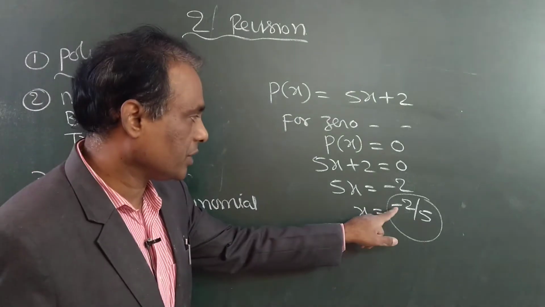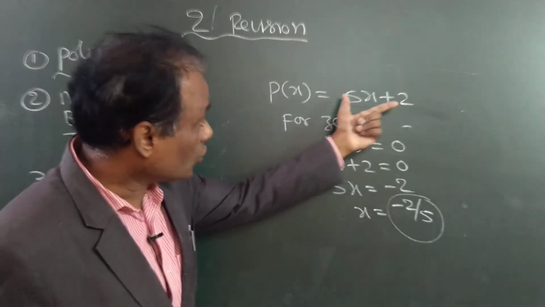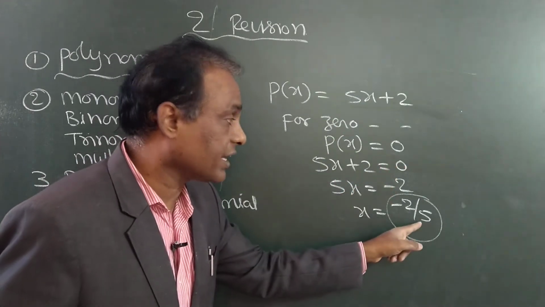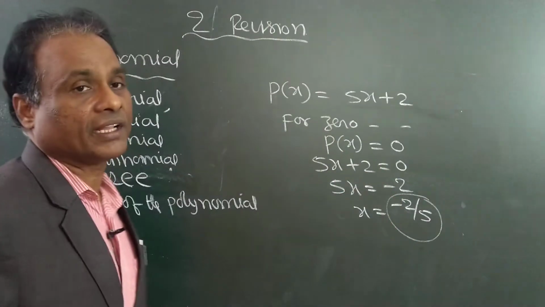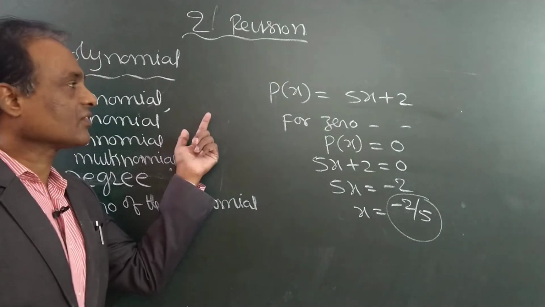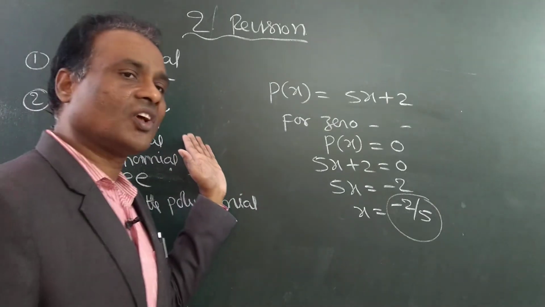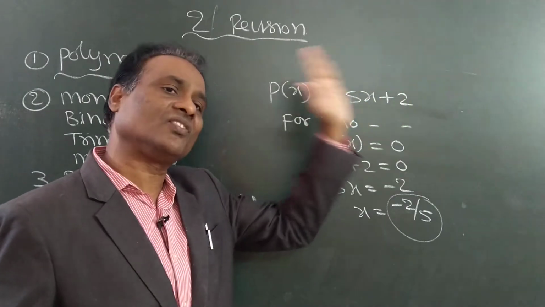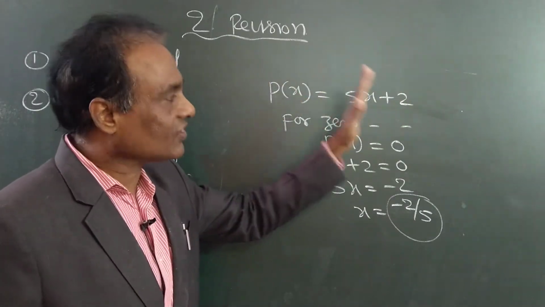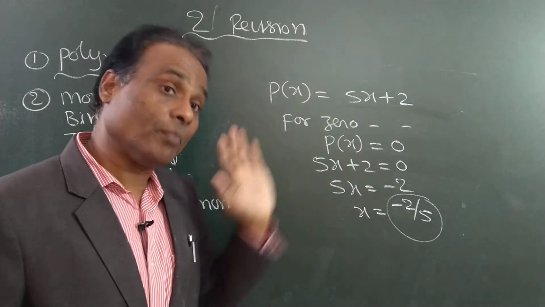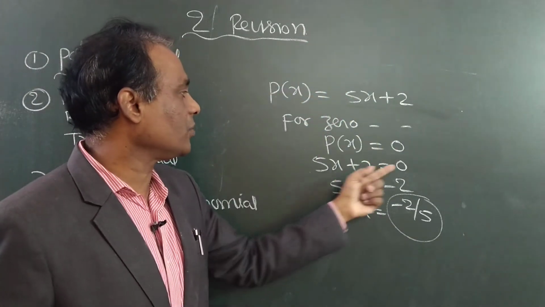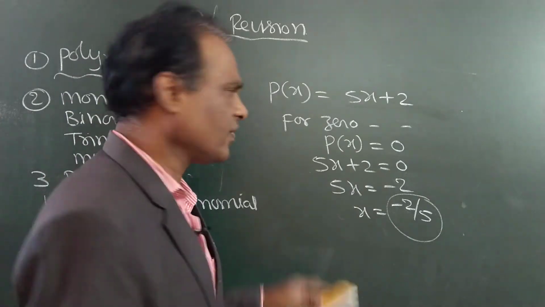Zero of the polynomial: to find the zero of the polynomial, equate the polynomial to 0 and get the corresponding x value. That is the zero of the polynomial. If a number is given, we can verify whether it is a zero of the polynomial by substituting it in place of x. If the answer is 0, it is a zero of the polynomial. If the answer is not 0, it is not a zero of the polynomial. But to find the zero of the polynomial, equate the polynomial to 0 and we will get the corresponding x values.